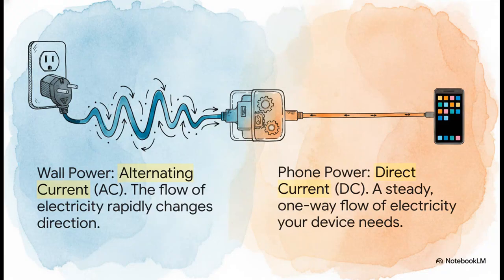Well, the first problem is that the power coming out of your wall socket is just the wrong kind of power. Wall sockets give us alternating current, AC, where the electricity is constantly flipping its direction, back and forth, back and forth. But our phones and pretty much all our electronics need direct current, DC, which is a nice, steady one-way flow. So the adapter's number one job is to make that conversion happen.